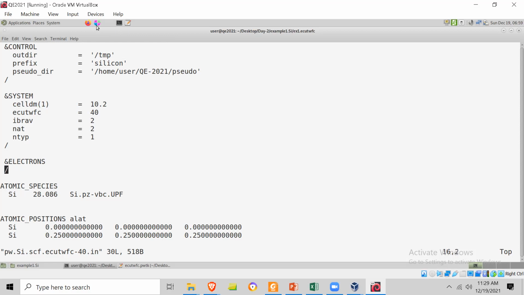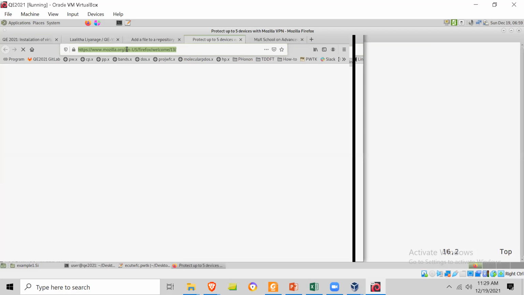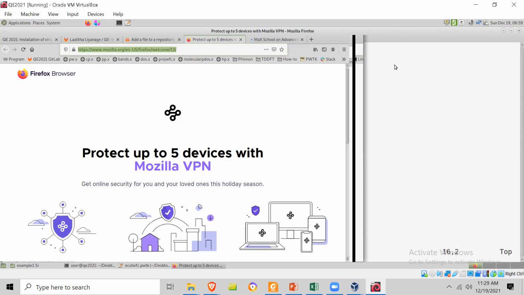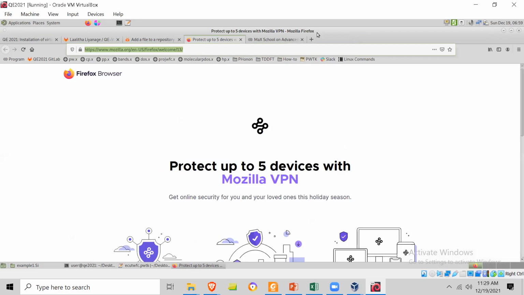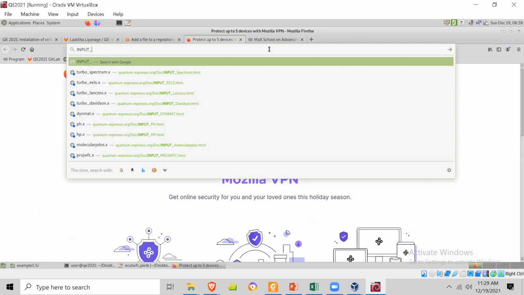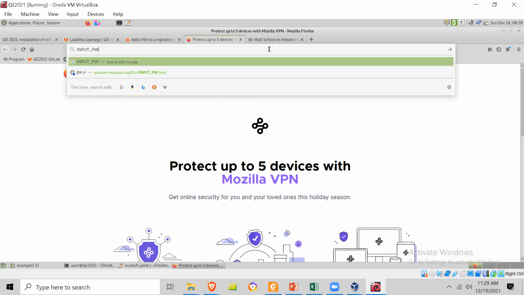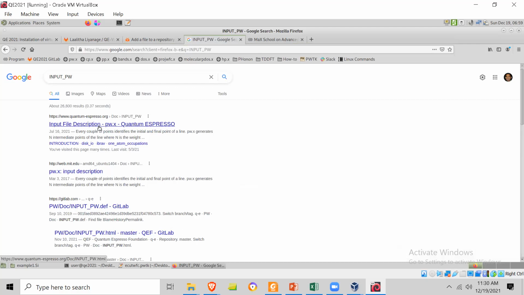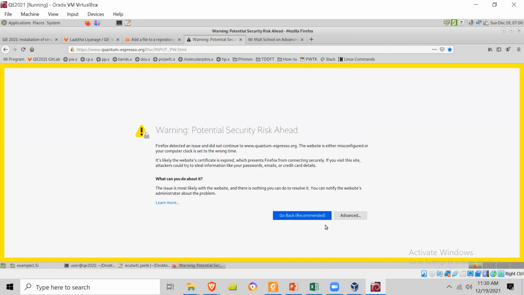Okay, before I move on, I will tell you how to access the help for all of these cards and keywords. It's very easy. You type, what's that? Something happened. So you just type input, everything capital, underscore PW. Input underscore PW, this is an HTML file, you can save it also. So it will give you the input file description from Quantum Espresso.